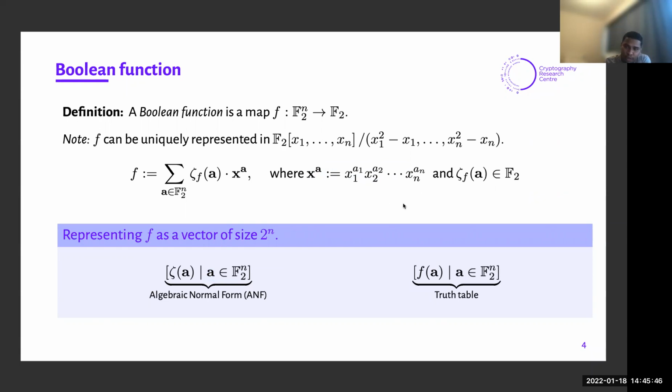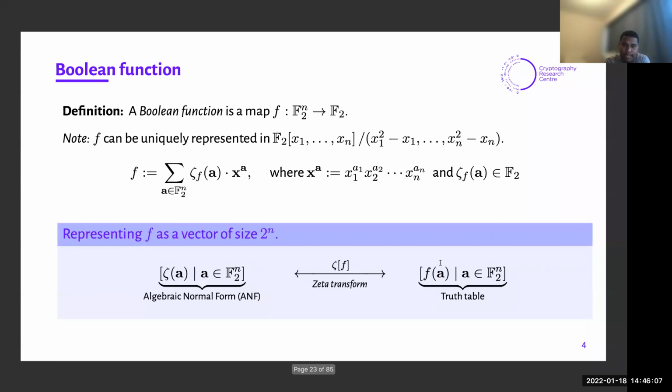On the contrary, in the truth table, the coordinate corresponding to a vector a is going to be the evaluation of the polynomial at that vector. So both are binary vectors, both have the same length. And what is very important here is that there's an algorithm that, given one of the forms, gives you the other one, and the other way around. And for the purpose of this talk, we're going to call this algorithm the zeta transform, and it's going to be denoted by this.